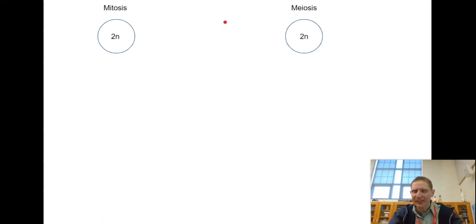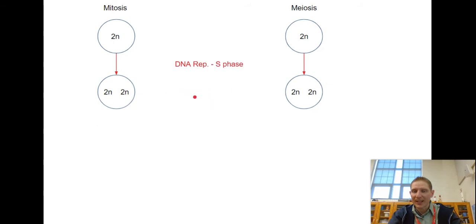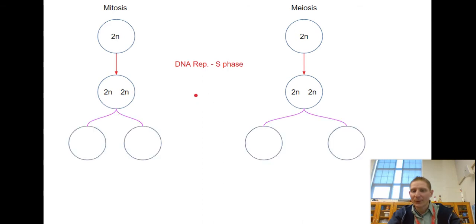They both start the same, except that meiosis starts with a special cell called a germ cell. So meiosis starts with a germ cell. Both of them replicate their DNA, okay? So we go to double the DNA during the S phase. Both of them do that. All right, so now we are ready finally to do our first PMAT. Okay, so they both go through prophase, metaphase, anaphase, telophase, and they split their nuclei and their chromosomes.